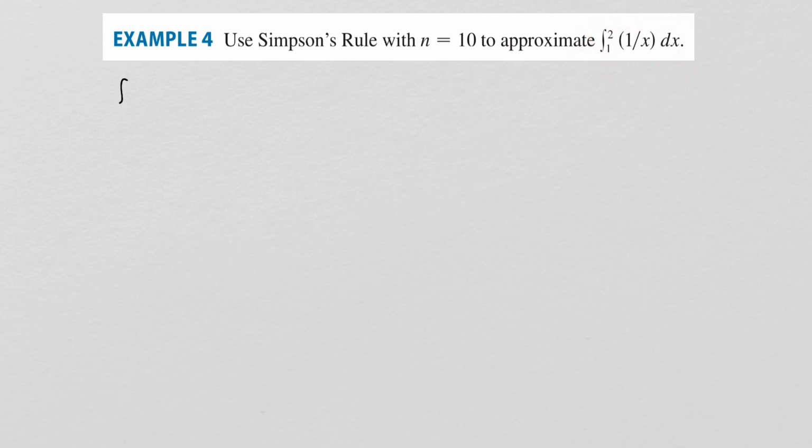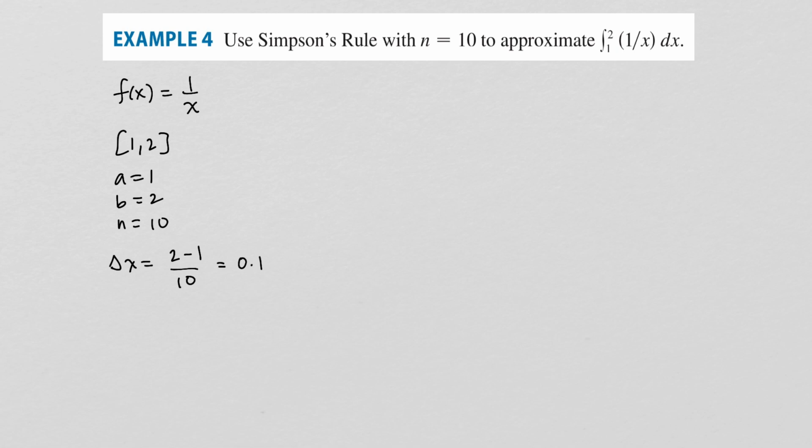So let's just take note of the fact that f of x is 1 over x. We are on the interval from 1 to 2. So that means a equals 1, b equals 2. N, they told us, is 10. And so delta x is b minus a divided by n, which is 0.1.